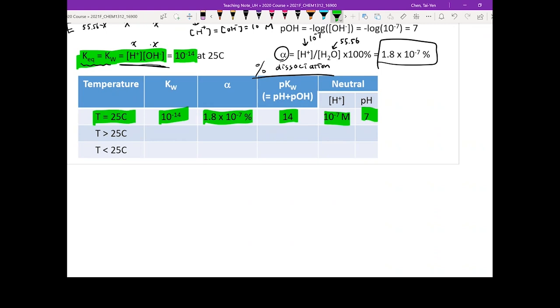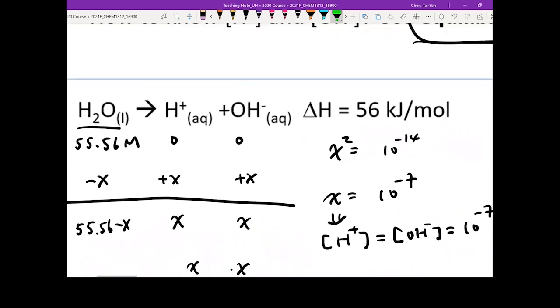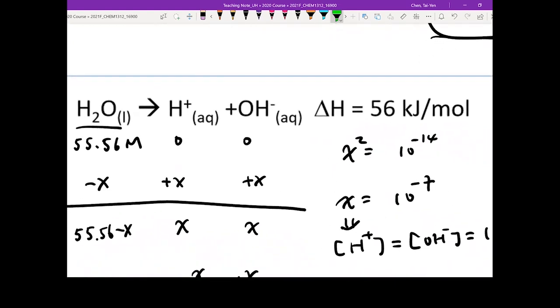Now, if I ask you, if right now I increase the temperature of the reaction, how will these values I highlighted here change? To answer this, first we need to look at this equation more carefully. H2O dissociates into H+ and OH-, and the delta H is equal to 56 kilojoules per mole. What does this mean? Is this reaction endothermic or exothermic?